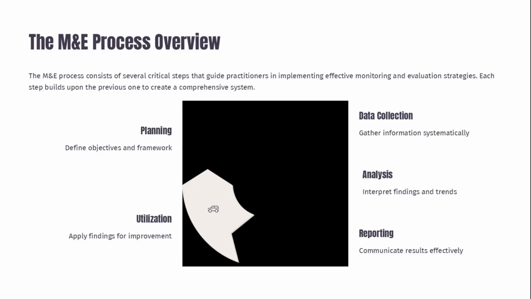The M&E process consists of several critical steps that guide practitioners in implementing effective monitoring and evaluation strategies. From planning and data collection to analysis and reporting, each step builds upon the previous one to create a comprehensive system.